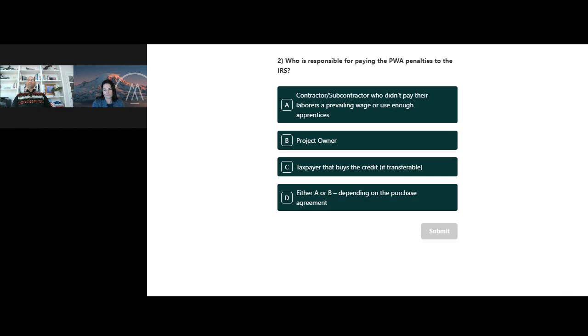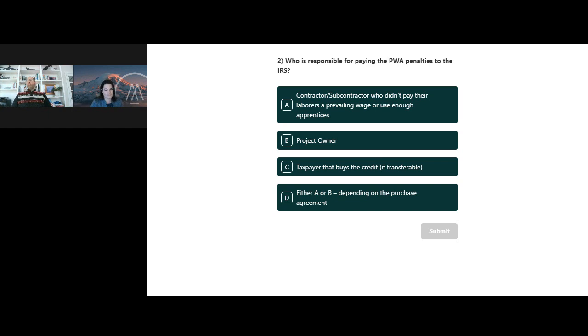Thanks, Liddy. Who is responsible for paying the PWA penalties to the IRS? A, contractor or subcontractor who didn't pay their laborers a prevailing wage or use enough apprentices. B, project owner. C, taxpayer that buys the credit if transferable. D, either A or B, depending on the purchase agreement. So if you select your answer and hit the submit button, it'll be recorded today, and we'll give you about 20 seconds here to answer this polling question.